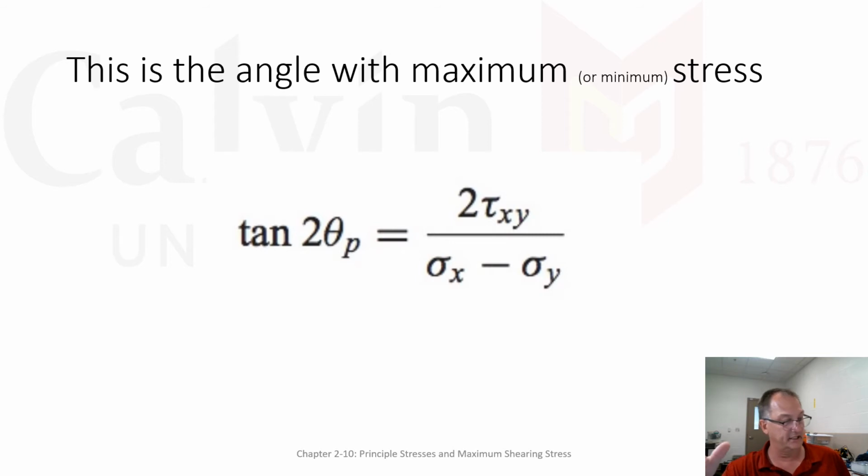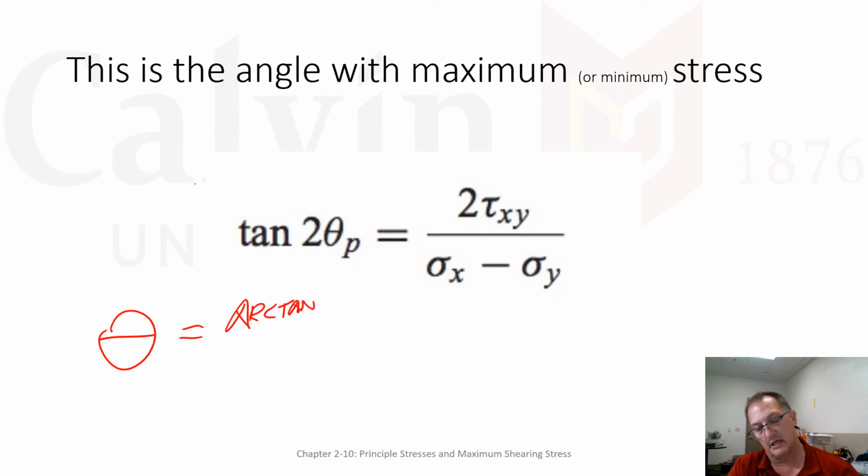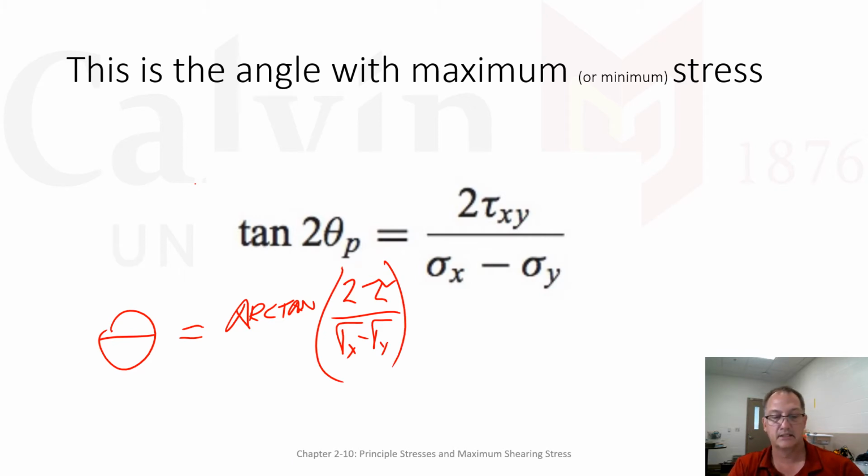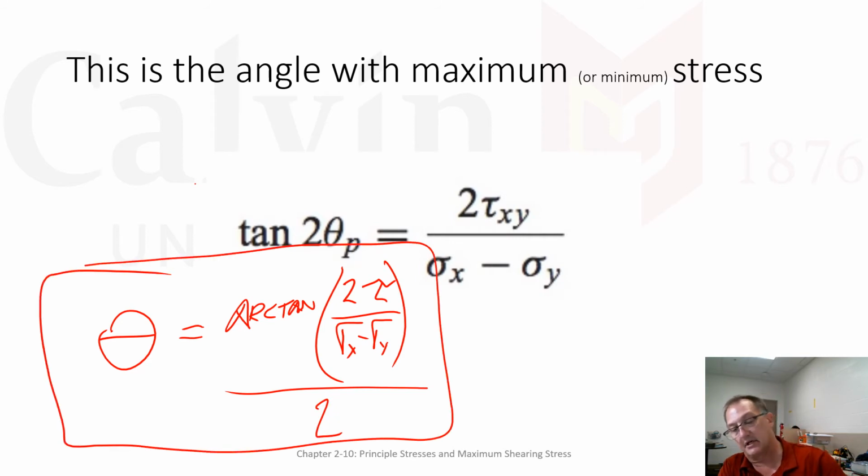Now the difficulty is that's our angle. So really what we have to do is say theta is equal to the arctangent of 2 times the shear over sigma x minus sigma y, and then that whole thing has to be divided by 2. And now I'm going to substitute it into my transformation equation.